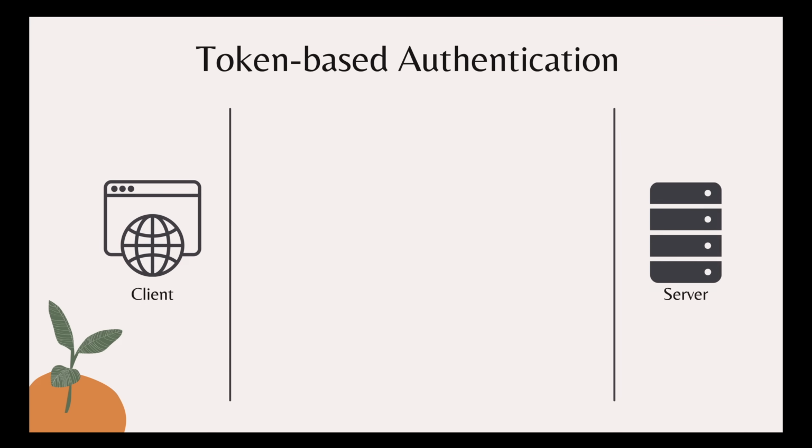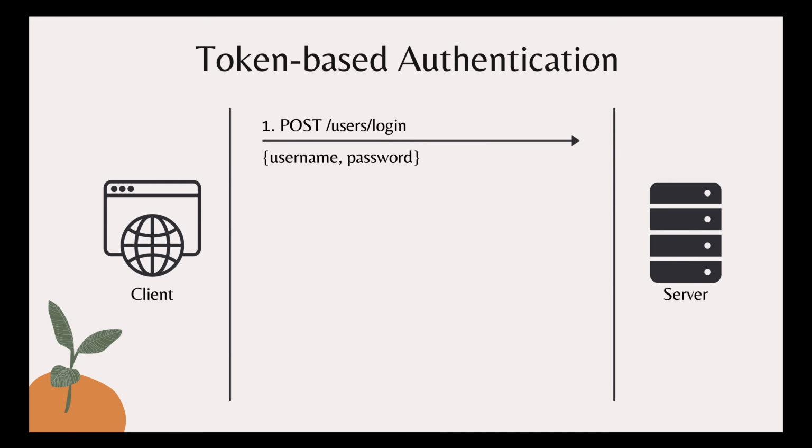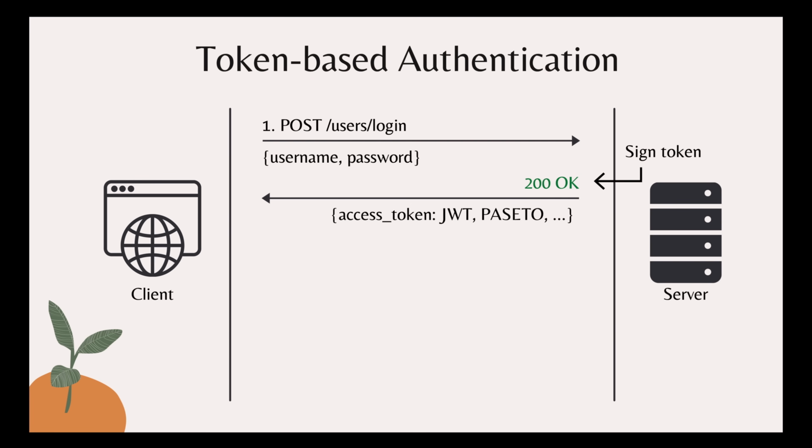Basically, in this authentication mechanism, the client will make the first request to login user, where it provides a username and password to the server. The server will check if the username and password are correct or not. If they are, the server will create and sign a token with its secret or private key, then sends back a 200 OK response to the client, together with a signed access token.